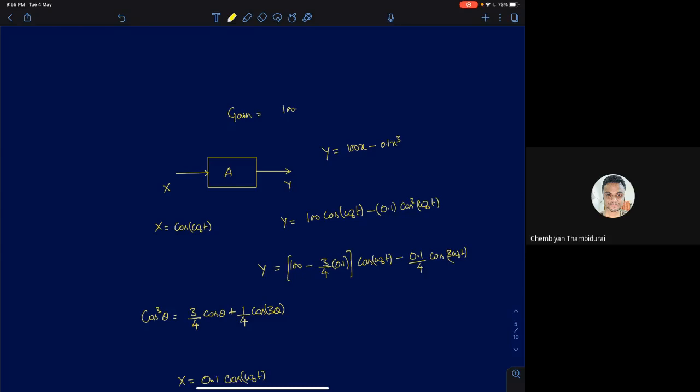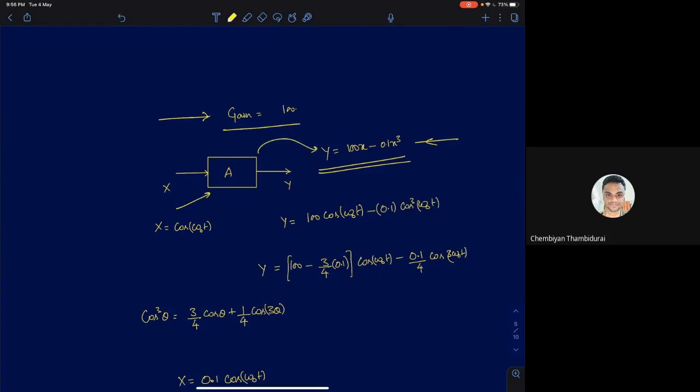Now let's say you're tasked with designing an amplifier with a gain of 100. Right now, I don't care about process or time variations with the gain. I don't care about gain varying with time or process. I'm only interested in distortion reduction. And I'm telling you, a nonlinear amplifier has a nonlinearity, characteristic given by this. It is y equals 100x minus 0.1x cubed. So this is the transfer characteristic. It's a nonlinear function given by this.